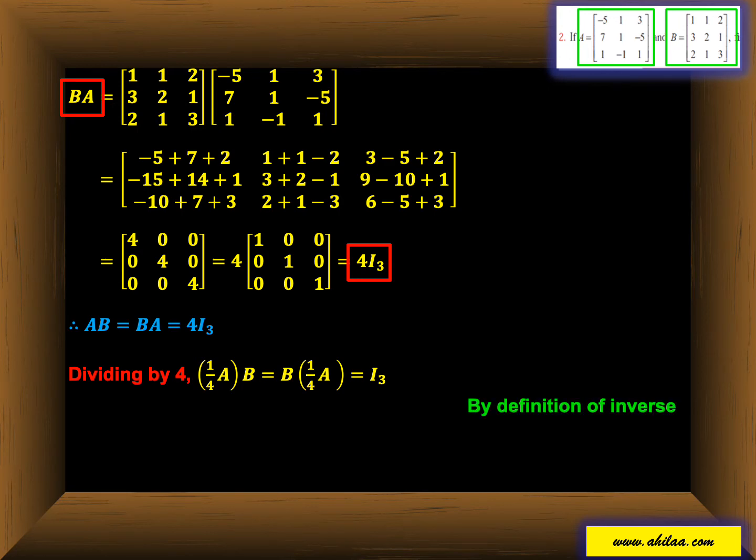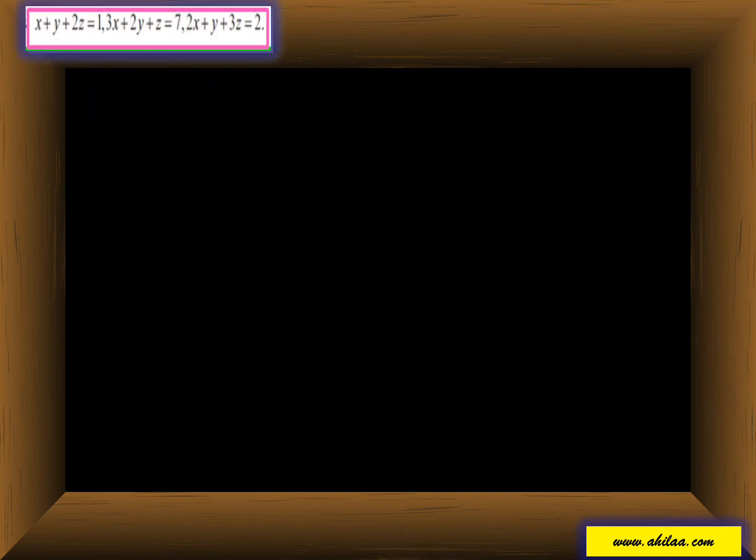By definition of inverse, if the product of two matrices gives the identity matrix, those two matrices will be the inverses of each other. So here we get the inverse of B as 1 by 4 into A, that is B inverse equal to 1 by 4 into A. Therefore, from the first result, we are getting a formula for B inverse, which is 1 by 4 into A. So, with this result, we move to the next one.